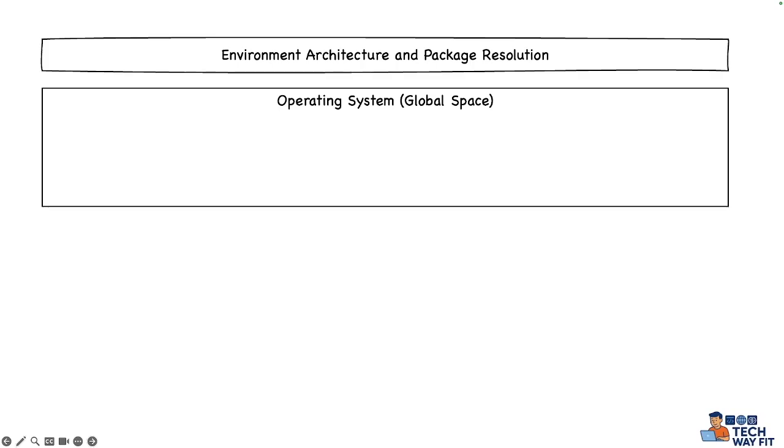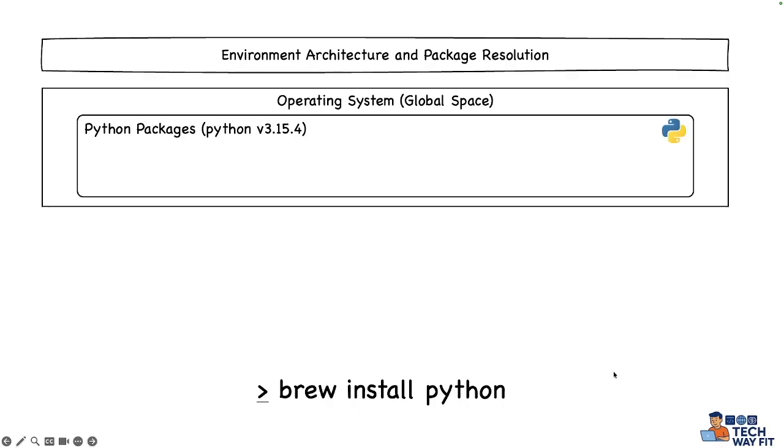We have our operating system, which is the global space, and we start to learn AI. The first thing we always do is install Python. So we use various commands. For example, on Mac I will use brew to install Python. What it does is install Python in the global operating system space, right?